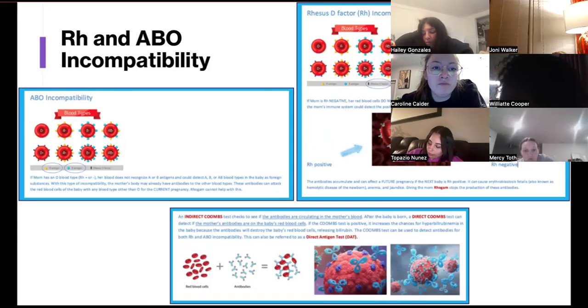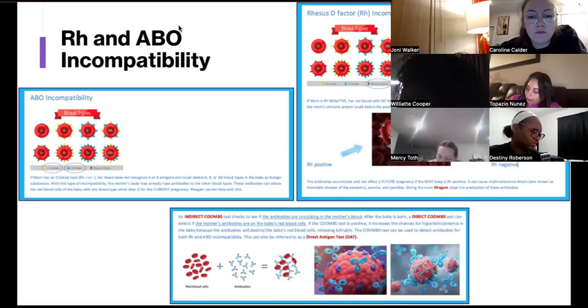RH incompatibility, on the other hand, occurs if a mom is RH negative and a baby is RH positive. The mom's immune system could detect the positive RH from the baby's blood as foreign and build antibodies against it. The antibodies will then accumulate and they can affect a future pregnancy if the next baby is also RH positive. So giving the mom RhoGAM will stop the production of these antibodies. The mom can receive RhoGAM typically around 28 weeks of gestation. They'll give that to her, and that will help with subsequent pregnancies as well.